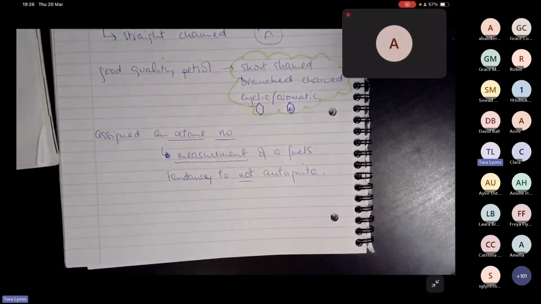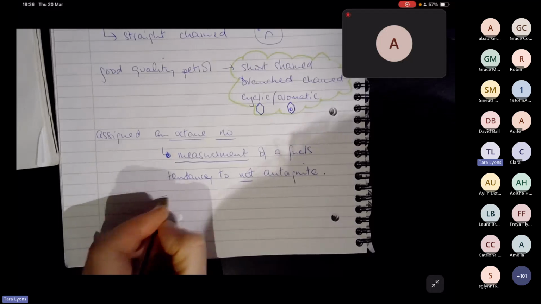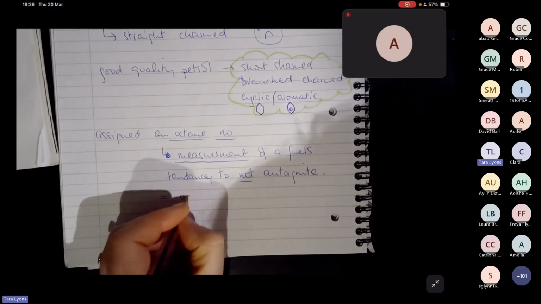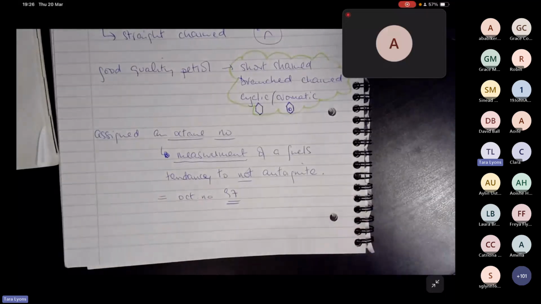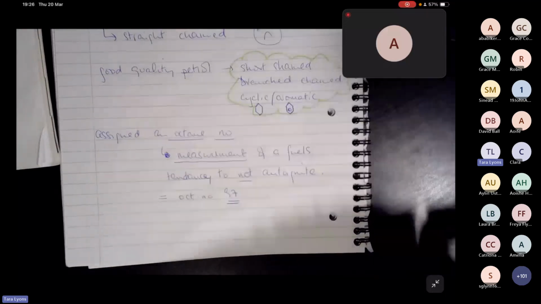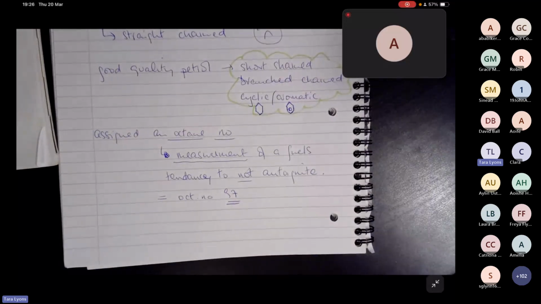Right? To not auto-ignite. The higher the number, the better. So for example, good quality petrol has an octane number of around 97. So up in the high 90s, that'll give you a good quality petrol. Anything down in the 80s and whatever, you're talking about trouble for your engine, as I said, in the long term.